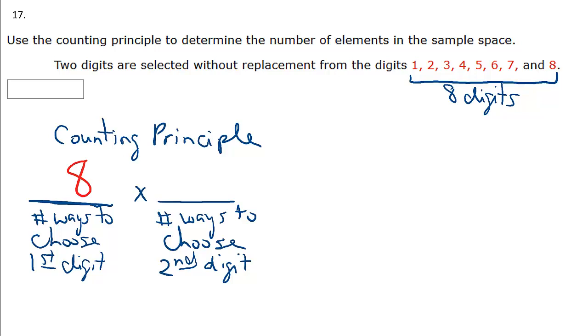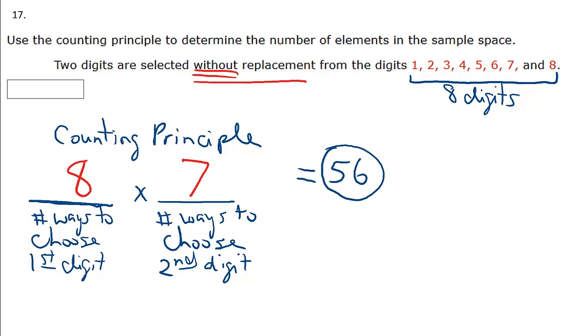Now we're selecting without replacement. What that means is once you've chosen a number, you can't choose it again. So if we're doing it truly without replacement, whatever digit we chose originally, we can't choose that next time, so we only have 7 choices for the second try. And the counting principle says you multiply 8 times 7 to get 56.